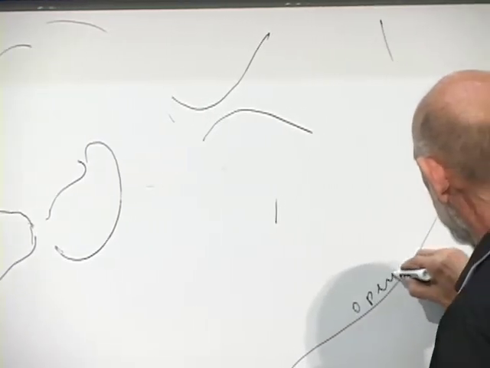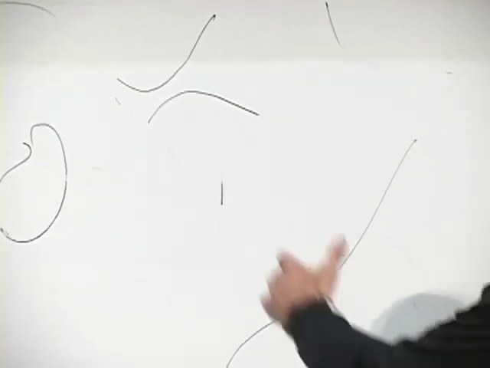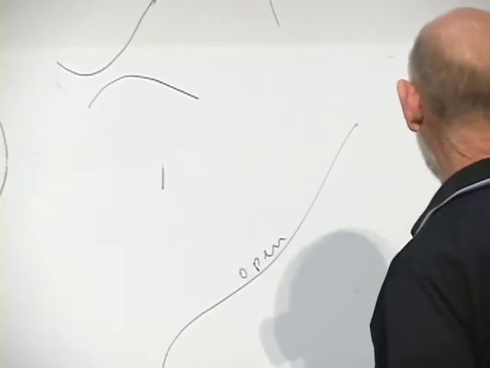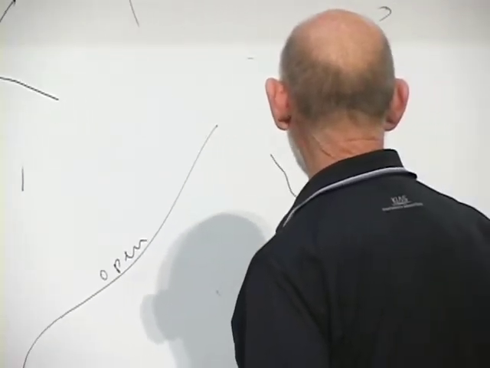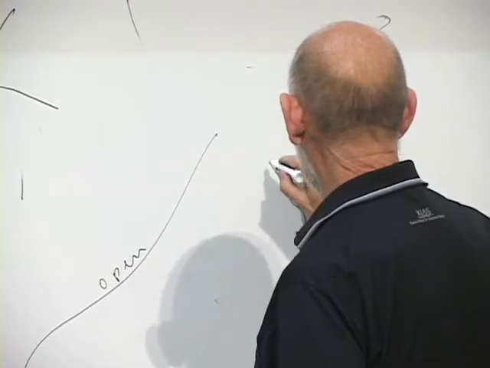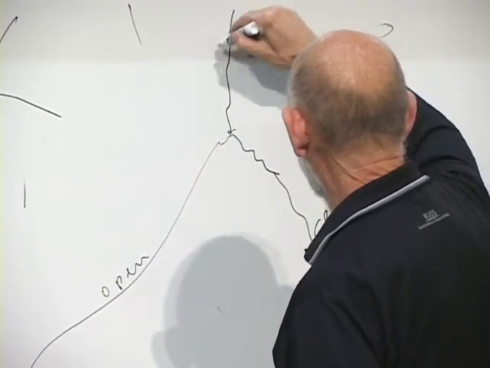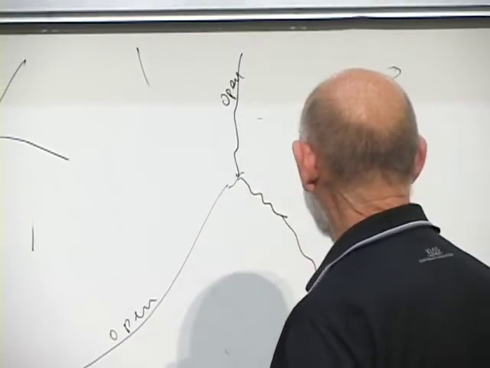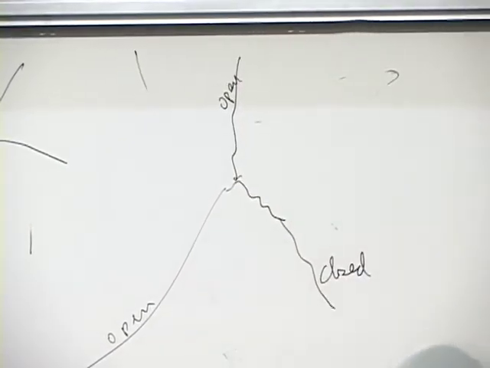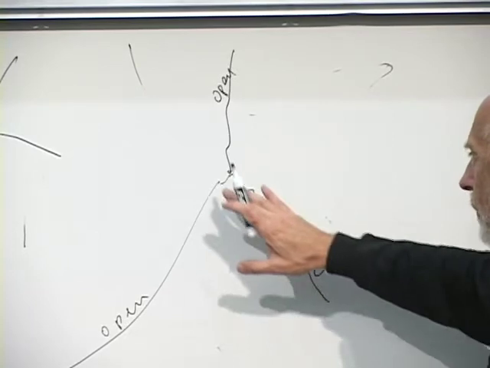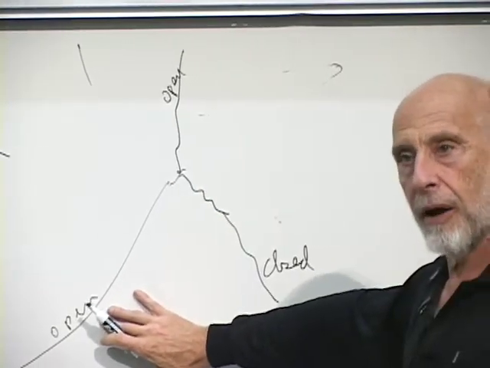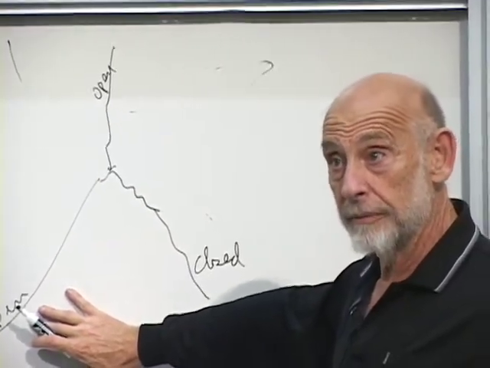Let's draw it. Here's our open string. A closed string comes along, closed. And what's left over at the end? Open. That process will turn into the absorption of a graviton by a particle which is not a graviton.